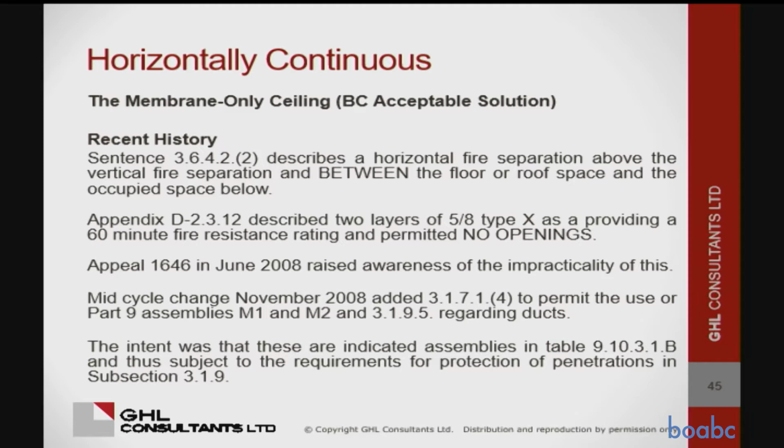So this is a BC code item that differs from the national, and the province in November of 2008 added 2 sentences. They added the sentence in 3.1.7.14 that said you could use those assemblies called M1 and M2 from the table in Part 9. And they said the table in Part 9 calls them assemblies, therefore they're assemblies, and they're subject to all the fire stopping, fire dampers, whatever, that any other assembly is subject to.